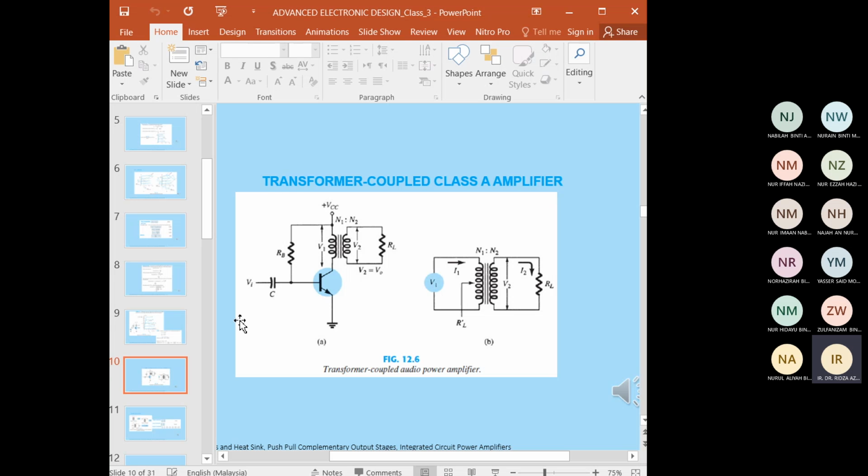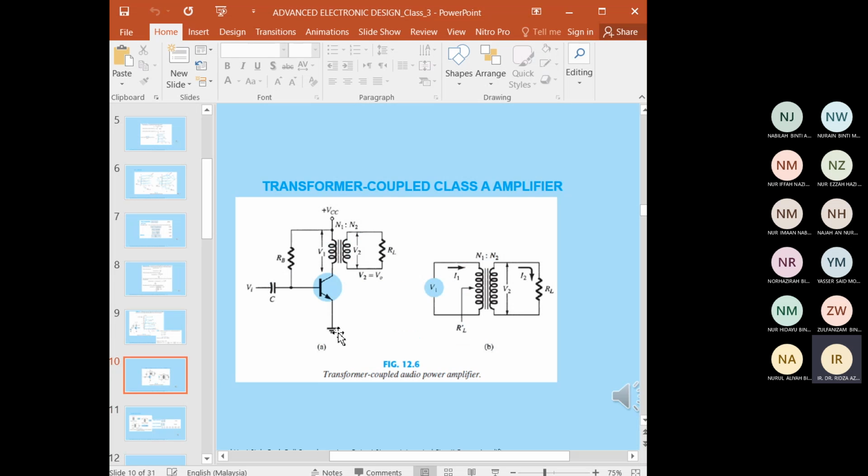So how does the transformer act? The transformer can increase or decrease voltage or current by using the transformer. It is able to increase or decrease the voltage or current level according to the number of turns, the ratio of N1 to N2. So it depends on the ratio of turns in the coil for N1 and N2.